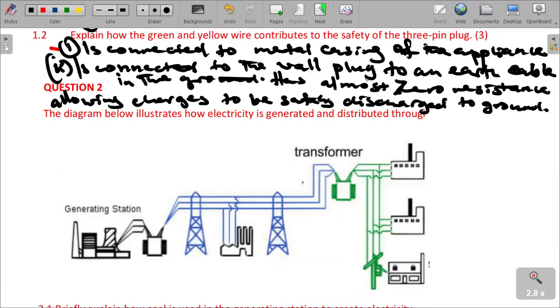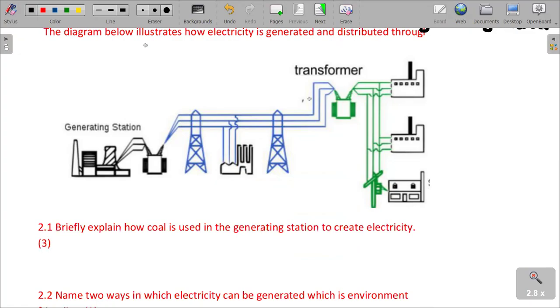That's how it works. So question 2, we have got the diagram below illustrating how electricity is generated and distributed. Electricity generation and distribution. We have got the generating plant, the pylons, the transformers, and the first question is saying briefly explain how coal is used in the generating station to create electricity.